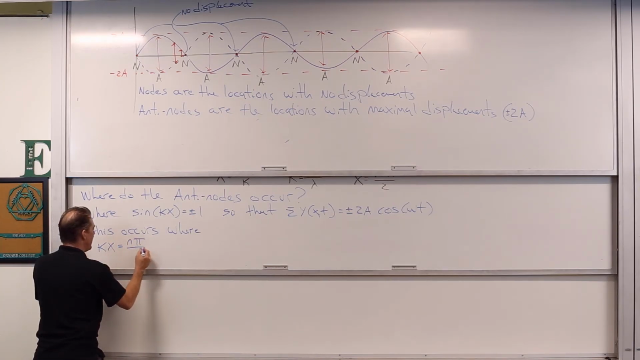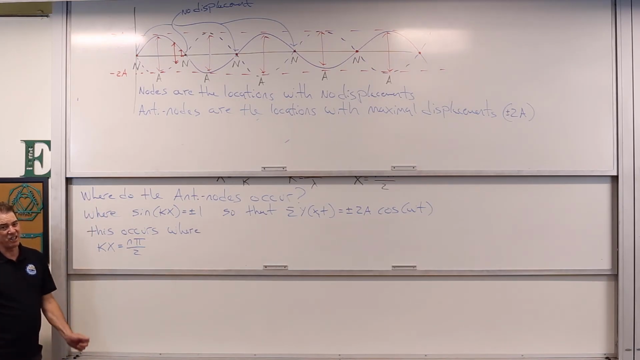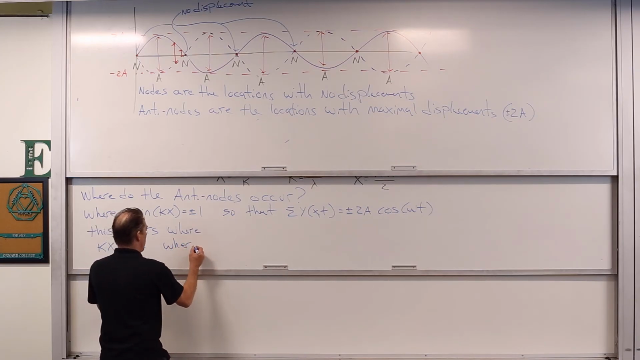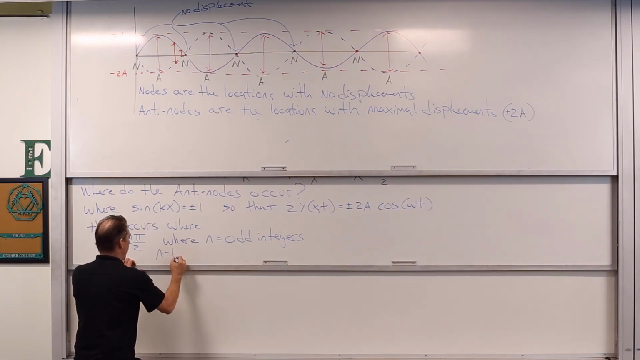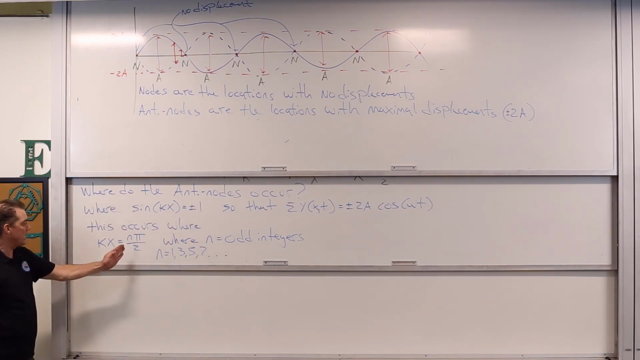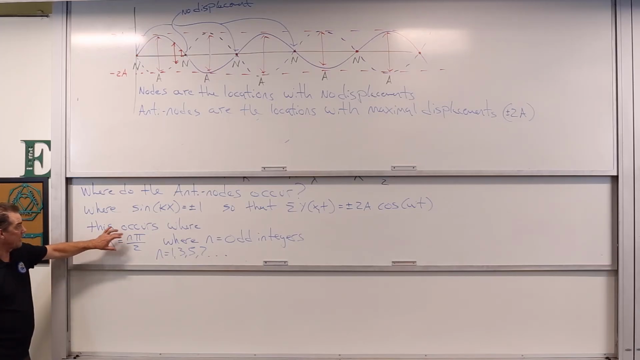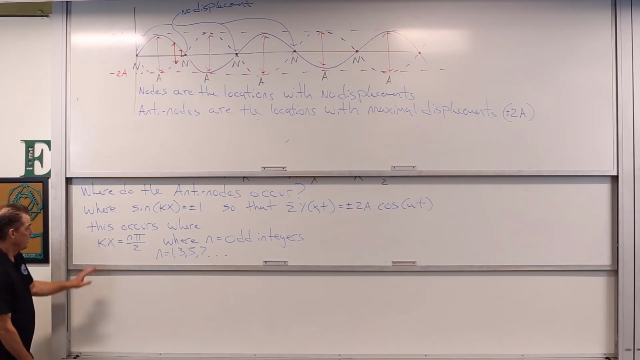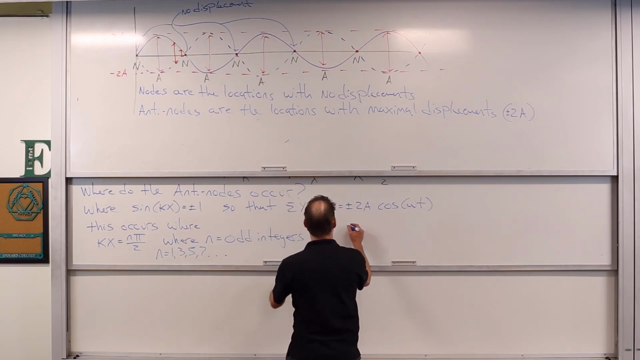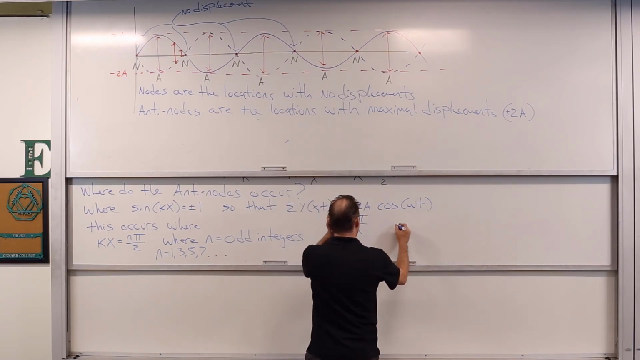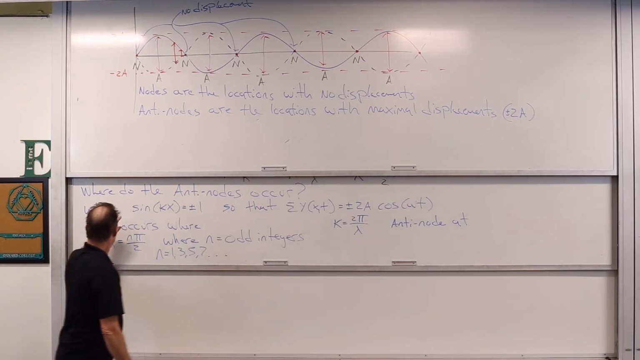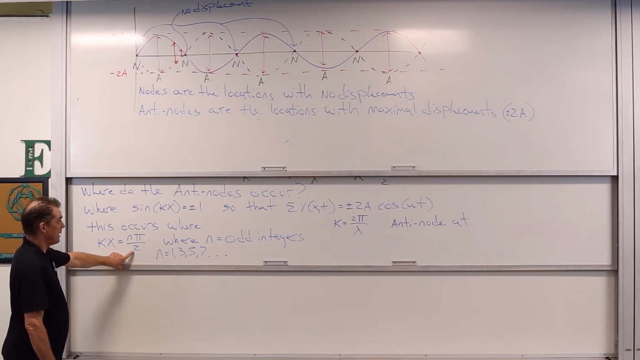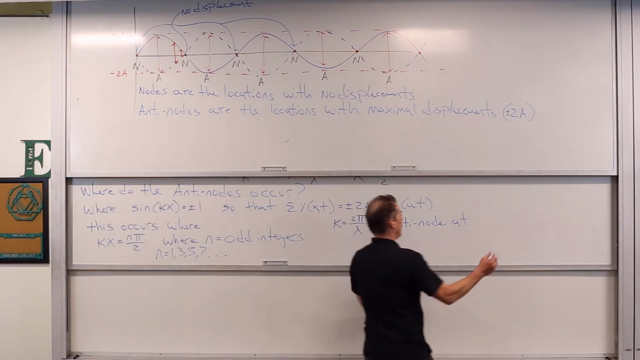So when does the sine of kx equal plus or minus 1? Well, that's going to be when kx is equal to pi over 2, 3 pi over 2, 5 pi over 2, 7 pi over 2, etc. This occurs, let's say where, kx is equal to n pi over 2, but now we have to put a restriction on n. It's not just an integer, it is an odd integer. Where n is equal to 1, 3, 5, 7, and so on. Because if we throw in even integers, then we end up getting back where some of the nodes are too.